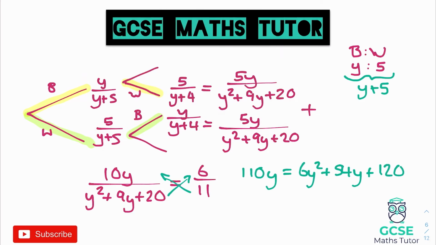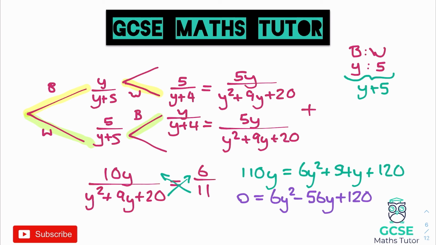Now again, we need to make it equal to 0. So rather than taking away the 6y squared, we're going to take away the 110y from both sides. So we've got 54y on the right, and we need to take away 110y from both sides. That leaves us with negative 56. So we'll have 0 equals 6y squared minus 56y plus 120. And again, we need to go about actually factorising this.